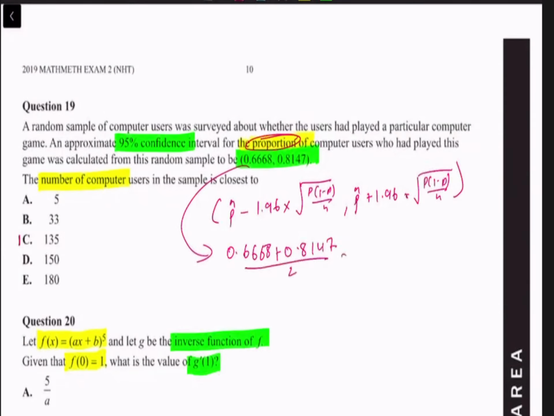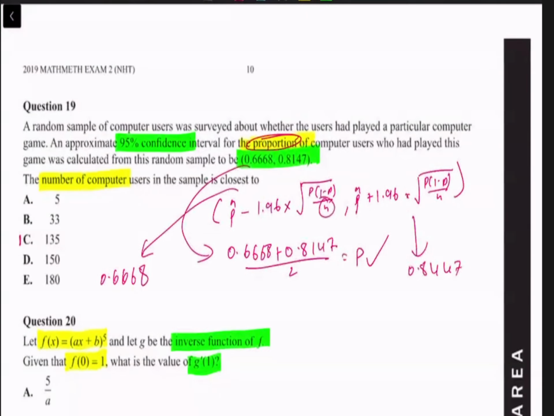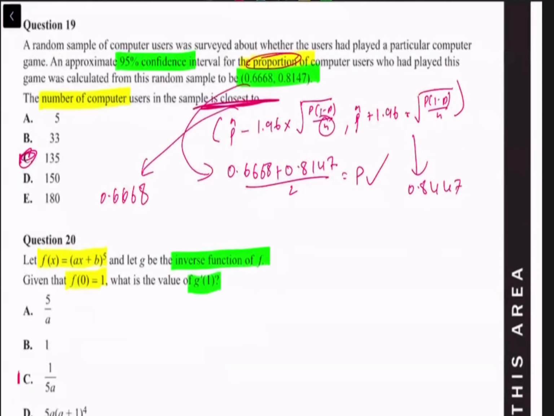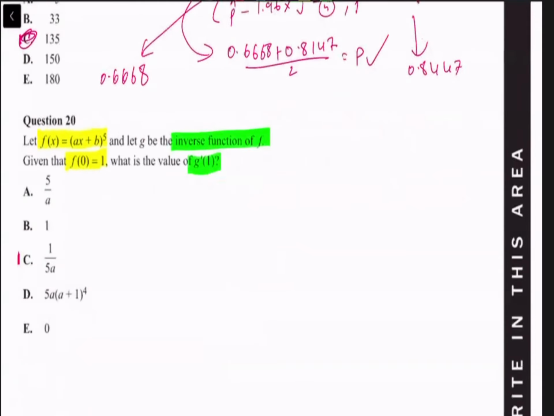147 equals P. And then all you have to do is, using this P value, just equate either the top one to 0.8147 or the bottom one to 0.6668 and just solve for N. And you should get 135. I think you actually get a decimal, but it's asking for the closest to, so you would assume a whole number. So question 20, so G is the inverse of F.